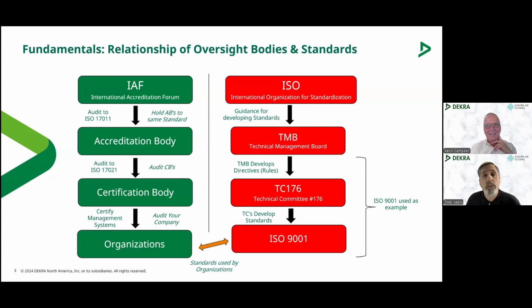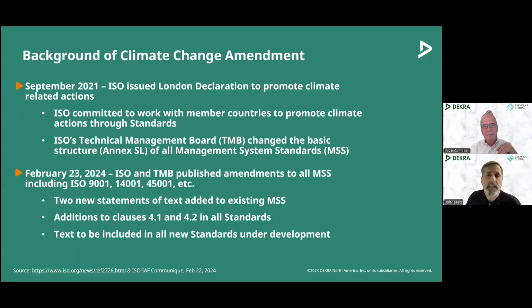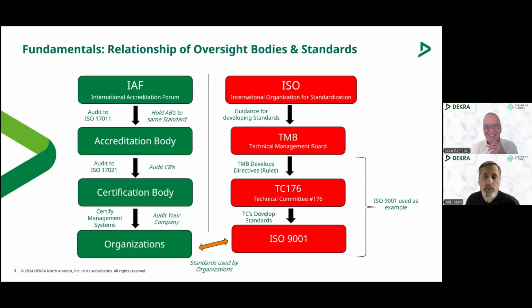Speaking of standards, ISO, on the right-hand side of your screen, the International Organization for Standardization, issues guidance for developing standards. There is a subset of ISO called the Technical Management Board, or TMB, that develops rules and directives for how standards get produced. Standards get produced by technical committees, and they all have different numbers depending on the standard being developed. Technical Committee number 176, in the example here, is the technical committee that develops ISO 9001. TC 176 develops all of the 9000 series standards and all of the 10,000 series standards that are used in your organization to manage your business.